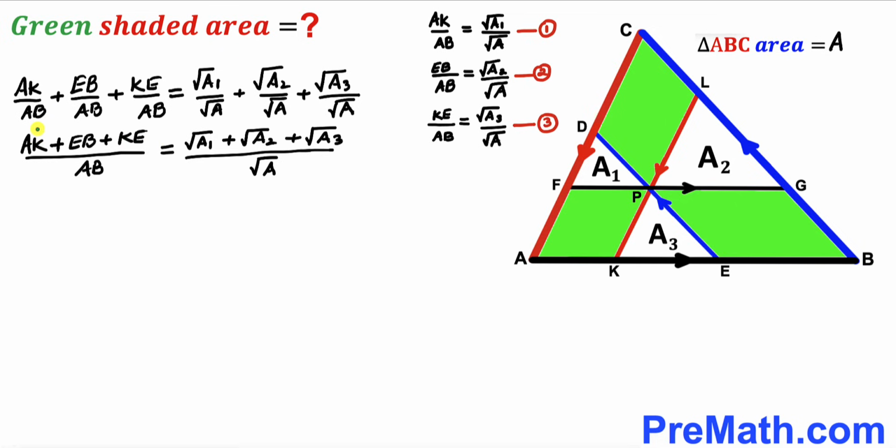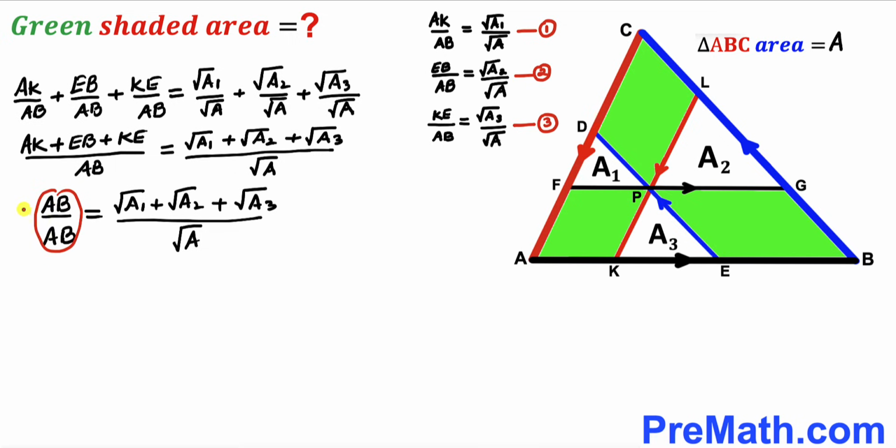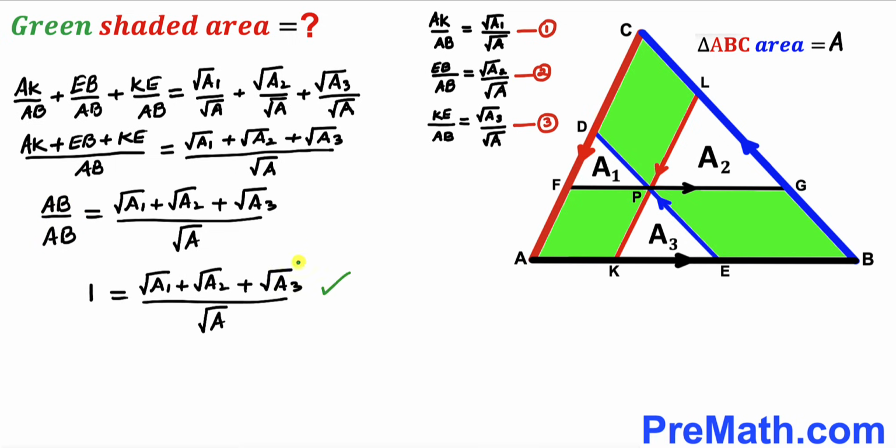And now let's make an observation on the numerator AK plus EB plus KE. As you can see, AK plus EB plus KE is essentially equal to this whole AB length. So therefore this whole thing at the numerator adds up to simply AB, as you can see in this next step. And now let's make an observation. AB divided by AB is simply 1. As you can see in this next step, AB divided by AB reduces to 1.